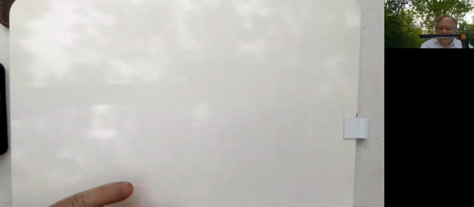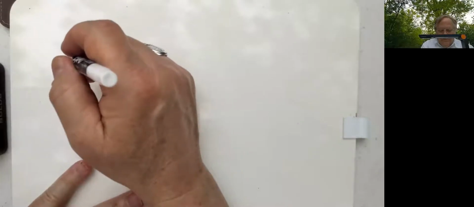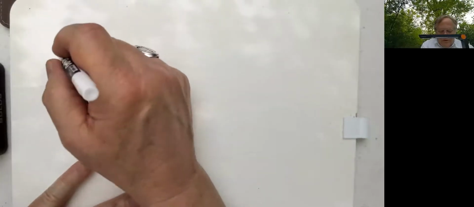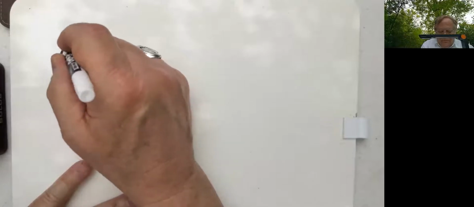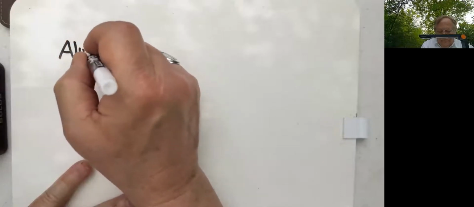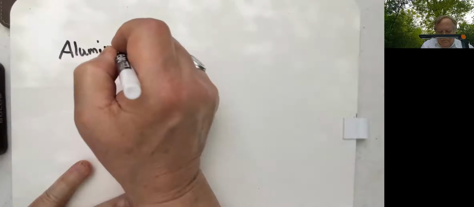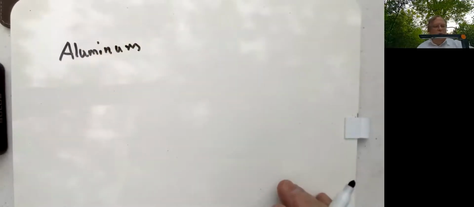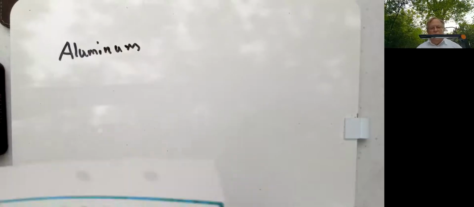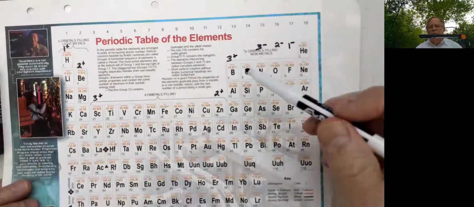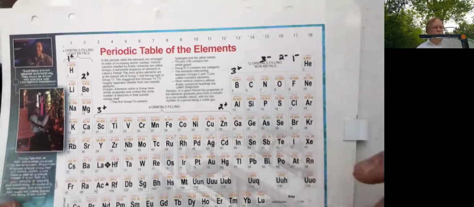Let me give you some to try. What you can do is pause the video, work it, and then come back in and watch me do it and see if you get the right answer. Okay, so let's put aluminum. Where's aluminum? I'll let you do all of this. So here's aluminum over here, right?